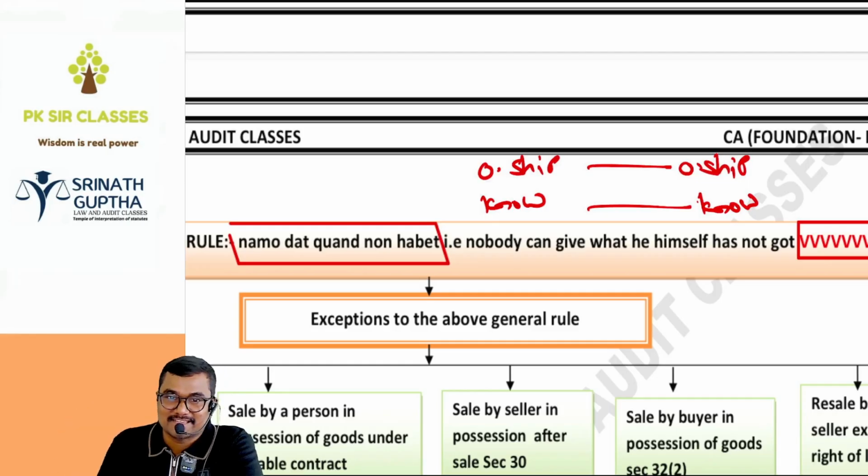There are exceptions. Around 10 exceptions are there. In these exceptional cases, even though the seller does not have the ownership, still the buyer will get the ownership.